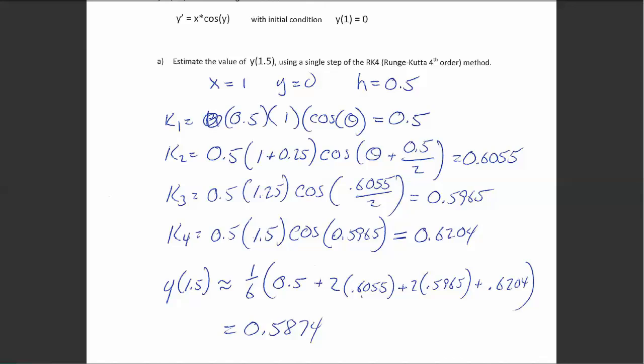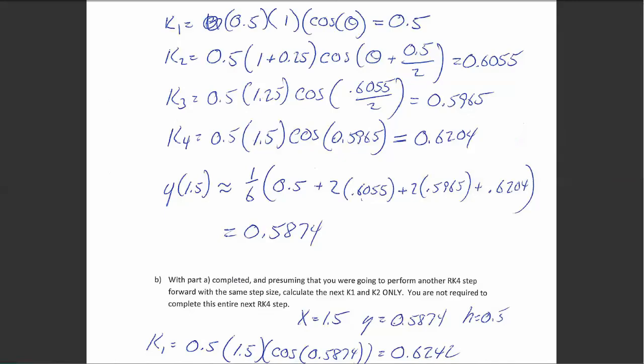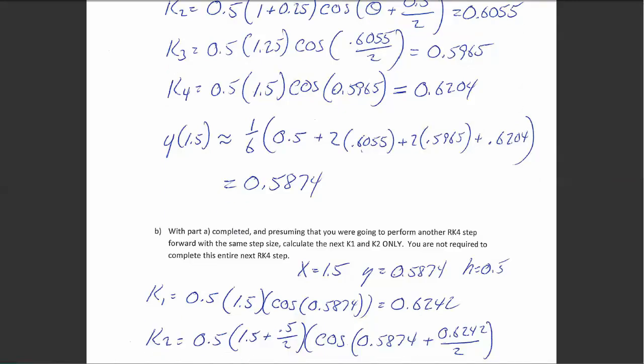0.5965 is inside the cosine, giving a 0.6204. We have our 4 k values, blend them together with a 1, 2, 2, 1 pattern, dividing by 6, and we get a value for y at x equal 1.5 of approximately 0.5874.